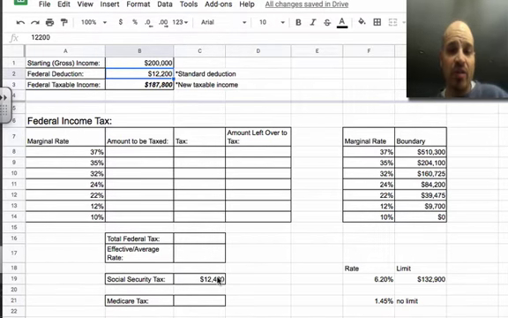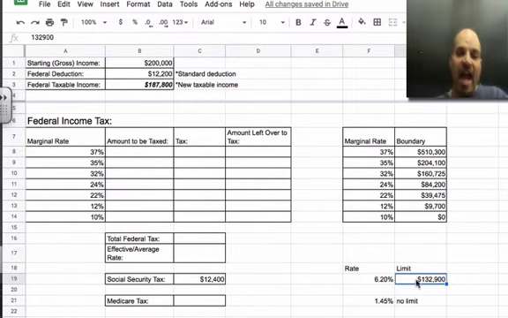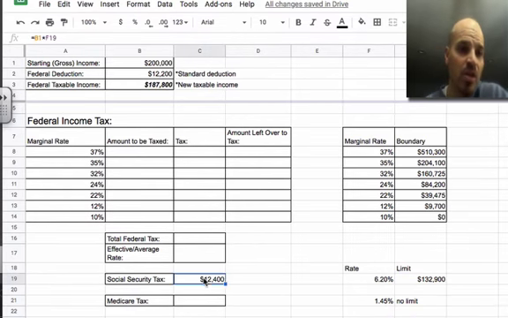But that's actually incorrect, because you're limited by the fact that you only get taxed up to $132,900 of your income. In other words, if you make more than $132,900, the rest of the money that you make is not subject to Social Security tax. So what we have to do is we have to adjust this formula.